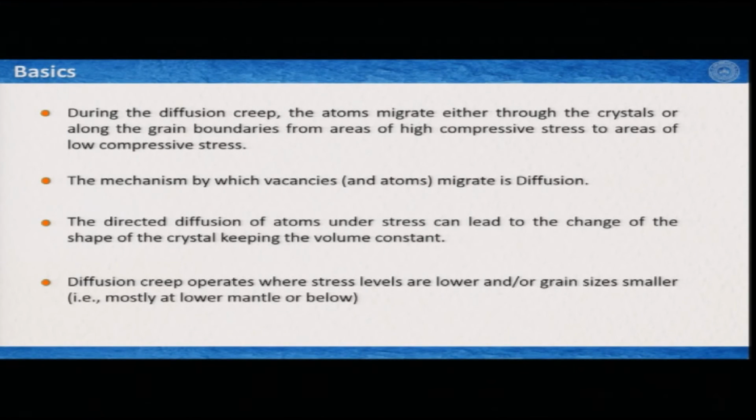And characteristically, these diffusion creeps, Nabarro-Herring creep and Coble creep, do operate where the stress levels are very low and the grain size is extremely small, and this we generally get at the lower mantle or below of the earth. And we will see why the grain size should be smaller, and even between these two processes the grain size sensitivity is different in Nabarro-Herring creep and Coble creep.